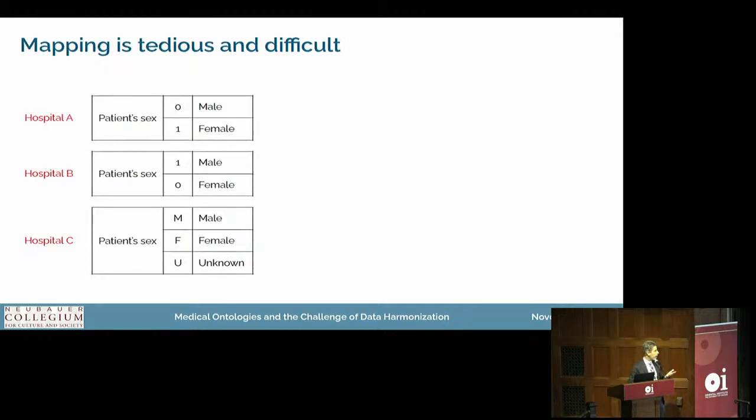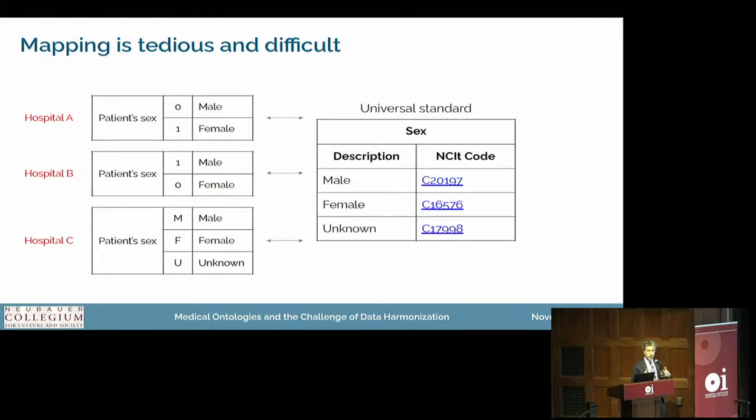And then finally, the mapping is extremely tedious and difficult. This is a trivial example using patient sex, but not an unrealistic one, where two hospitals would use different numbering schemes for male and female, and a third hospital might just use M and F, and might even have a third category. How do you combine the data from these hospitals together when there's no standard? What our group does is we spend a lot of time mapping to standards so that we can remove this ambiguity, but this is extremely tedious and expensive.